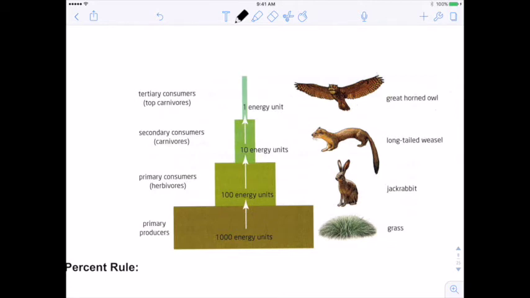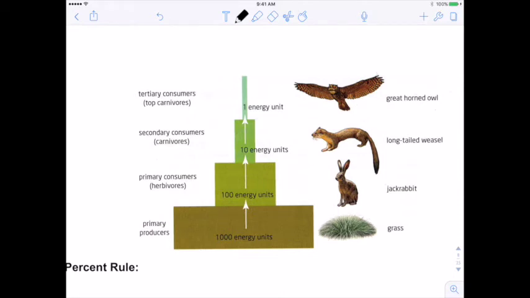Next we have primary consumers. So we have a jackrabbit that eats the plants. If you piled up all of the jackrabbits in an ecosystem, their mass would be smaller than that of all the plants. So fewer jackrabbits eat a lot of plants.